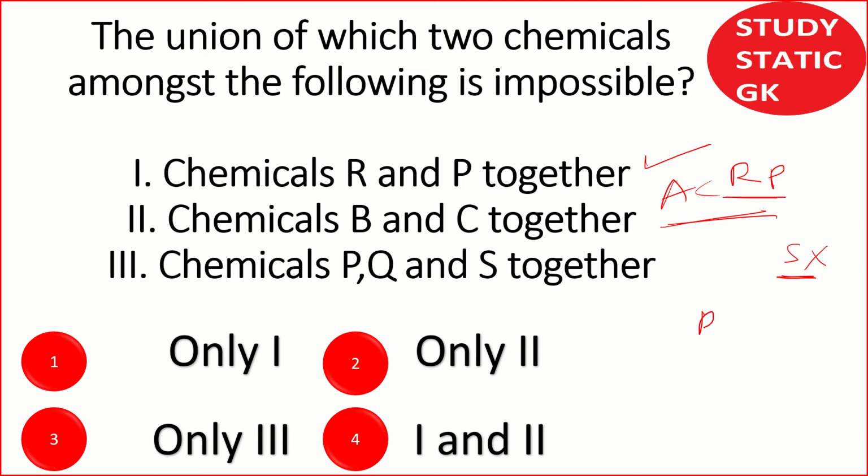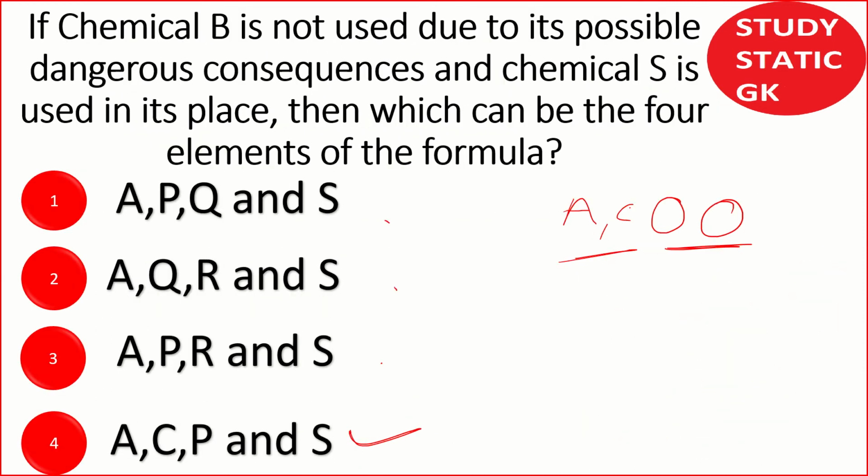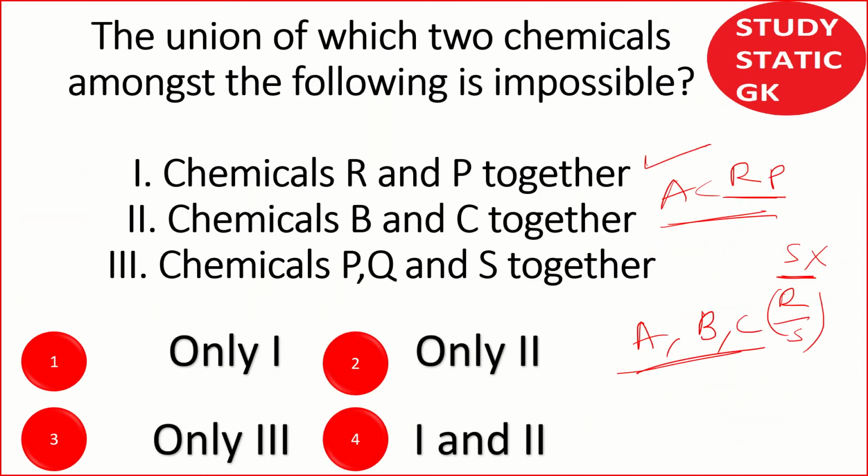We'll try to figure out one case. B and C are together. Go with the A. So at least 2, meaning ABC, may be present. So here one of the R and S may be present, because with R and S no other condition is there. So one of the R and S is present. So the second condition is also satisfied.